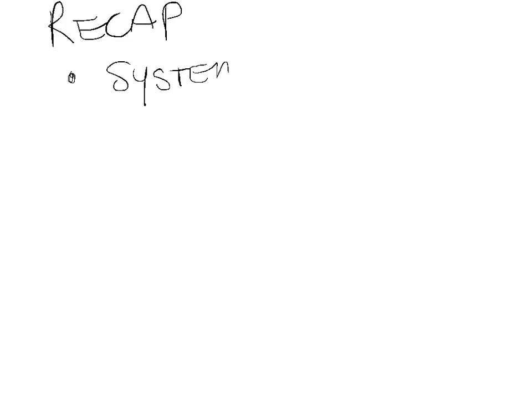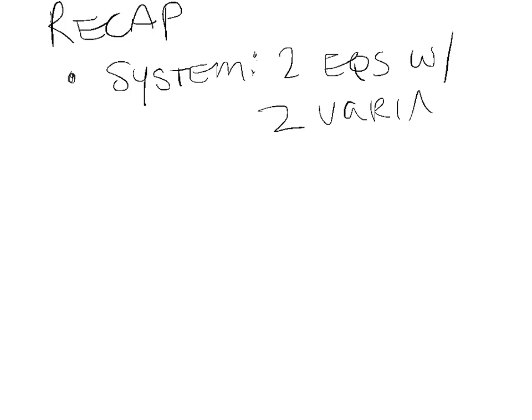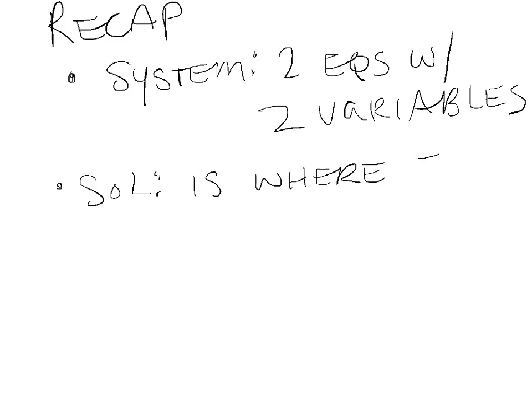So, let's recap a little bit. A system is two equations with two variables. And their solution is where the two lines cross.